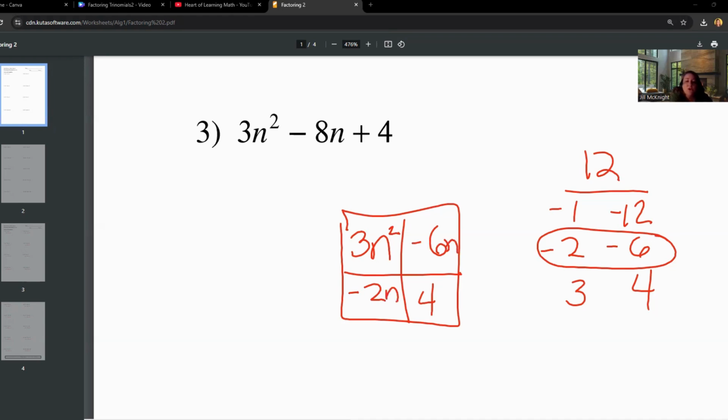Okay, so we got 3n squared minus 6n. So we can take an n out of there, and we can also take a 3 out of there. So we're going to have 3n here. And then in the bottom row, we can take out a negative 2. And then in the first column, we can take out just a regular n. And in the second column, we can take out a negative 2.